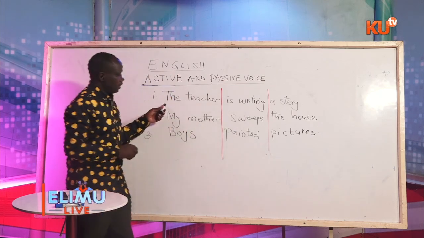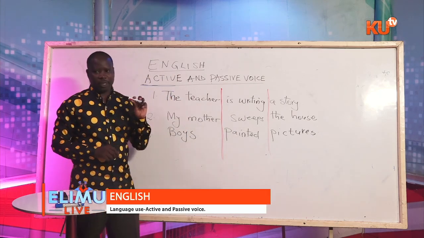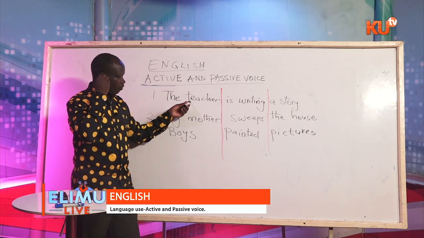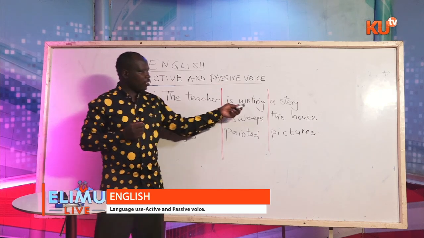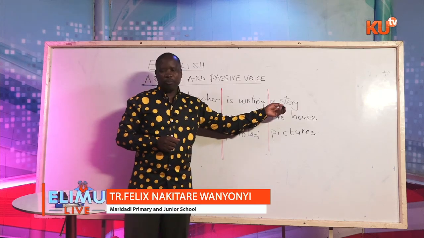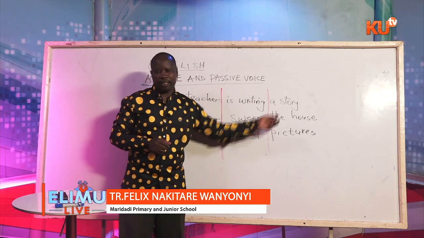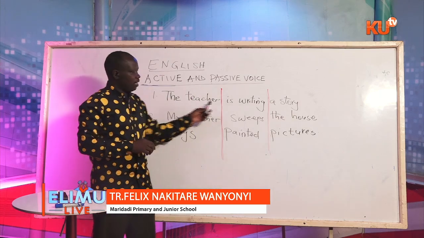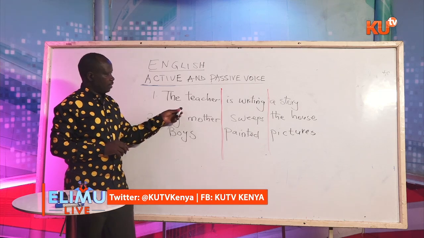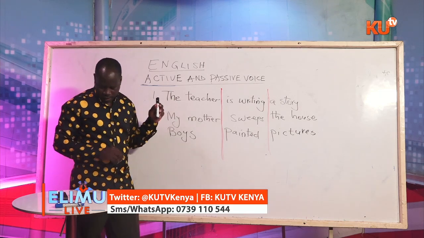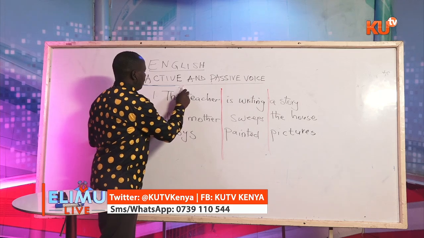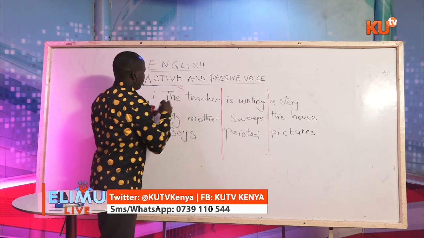So each of our sentences is divided into 3 parts. The doer, that's the first noun, the doer of the action, the action itself or a verb, and the object, which is the receiver. So these are the 3 main parts that you must know in our sentence. So you have the doer, and in our case, the doer is referred to as the subject.